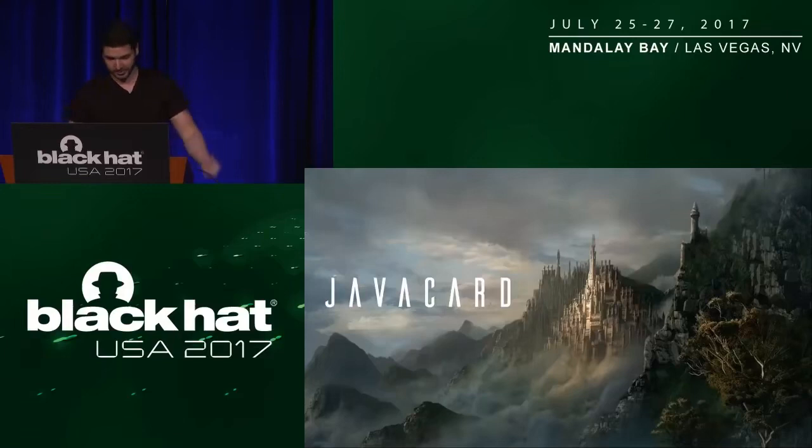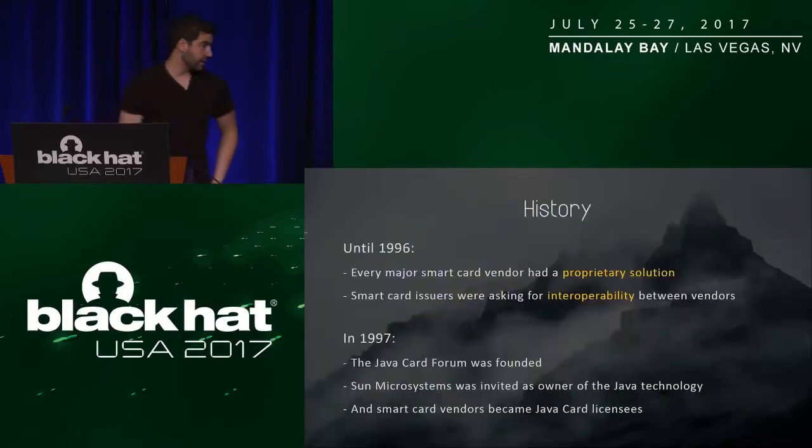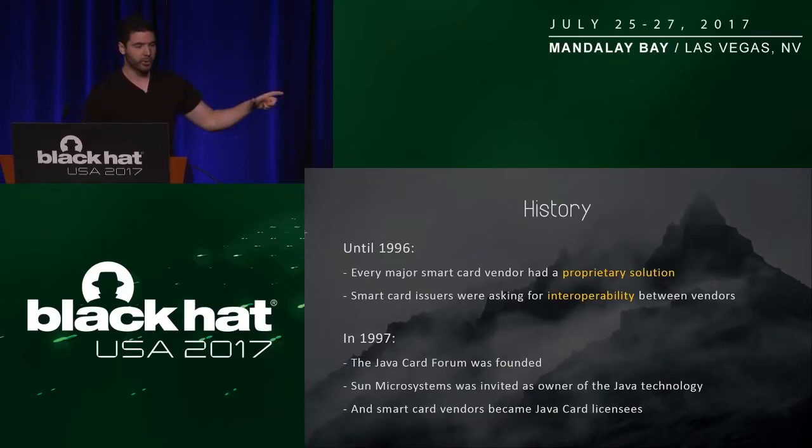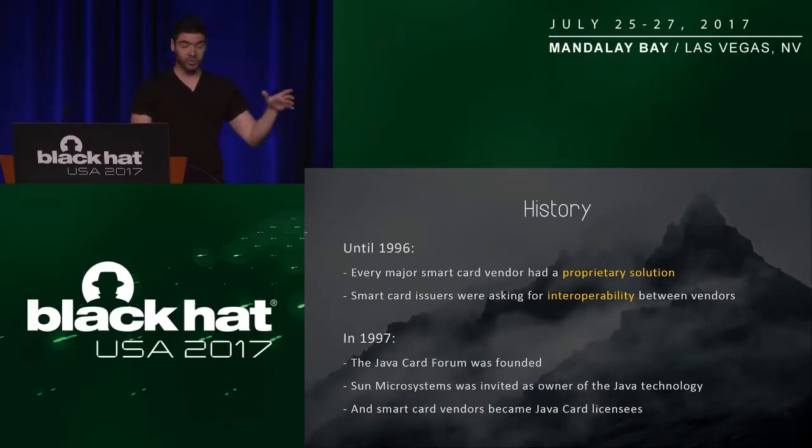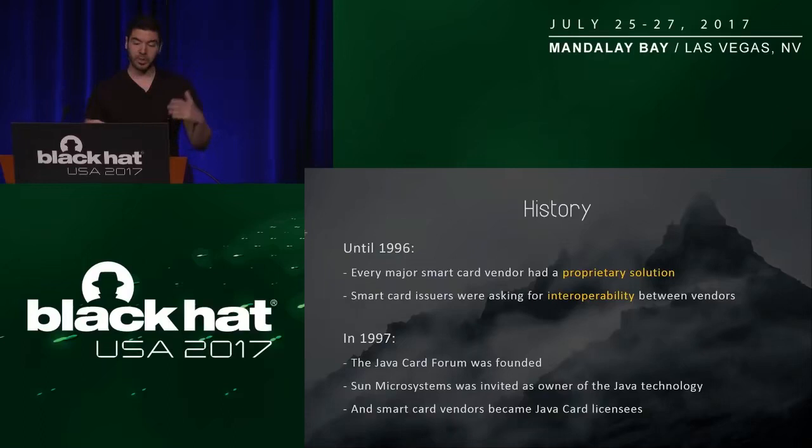So what about JavaCard? JavaCard started in '96. Until then, every manufacturer had its own operating system. So if you wanted to develop an application for a specific card, you had to use the operating system of that manufacturer. But then card issuers started to complain, and they demanded interoperability, which means that you can run your application on cards from different manufacturers regardless of the underlying hardware. And then indeed this happened in '97. They founded the JavaCard Forum, and they invited Sun Microsystems at the time. They did that because Sun Microsystems was the owner of Java technology, and they wanted to run Java on smart cards.